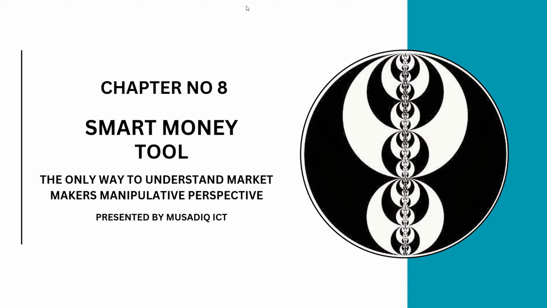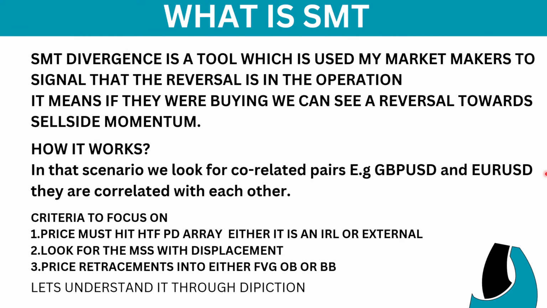Hey guys, so this is chapter 8, the smart money tool, which is a very powerful topic. It is where smart money creates signals for buying and selling, reversals in simple words. So now the first question should be, what is actually the smart money divergence, or smart money tool?